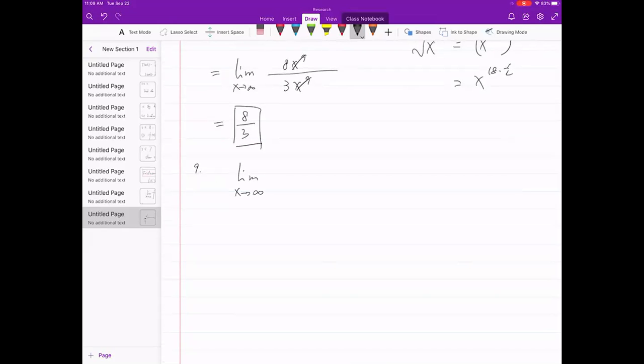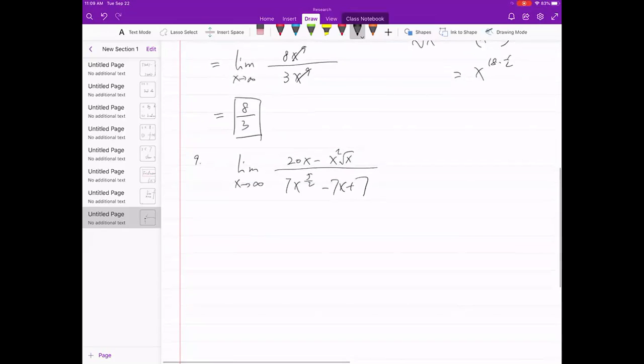Infinity. 20x minus x square root of x. 7x to the 5/2 minus 7x plus 7. Is this the one? Nick? Is this the one? Yeah, that's it. Right.